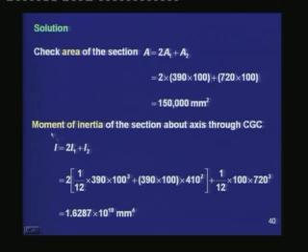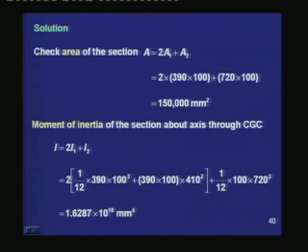Next, we are calculating the moment of inertia of the section about the axis through CGC. I is equal to 2 times the moment of inertia of rectangle 1 plus the moment of inertia of rectangle 2. Now, the moment of inertia of rectangle 1 is available from the parallel axis theorem, which means that we are first calculating the moment of inertia about its centroidal axis, and then we are adding a term which is equal to area times the distance square, where the distance is between the centroid of that rectangle and the CGC of the section.